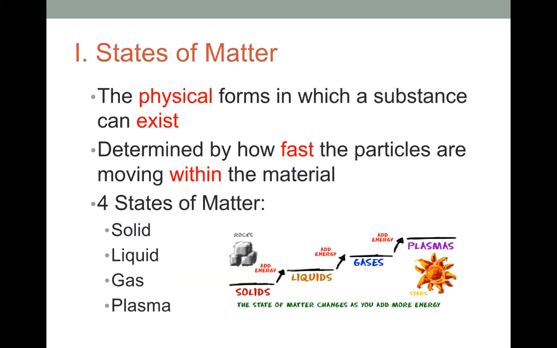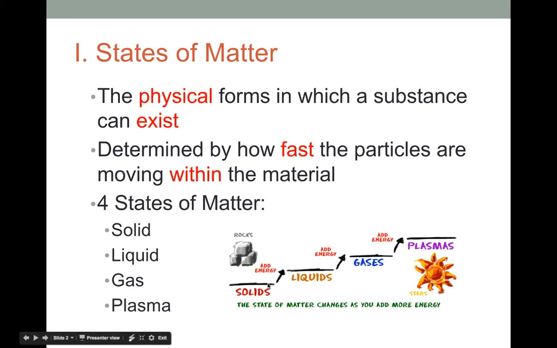Remember, if I'm ever going too fast, you can pause the video and write down what you need to do. So states of matter, the plain old definition is the physical forms in which a substance can exist. It's determined by how fast the particles are moving within the material. So we're going to be talking about 4 states of matter: solid, liquid, gas, and plasma.